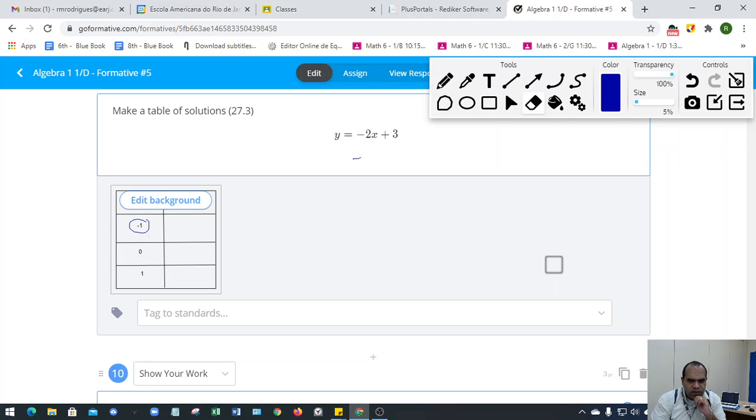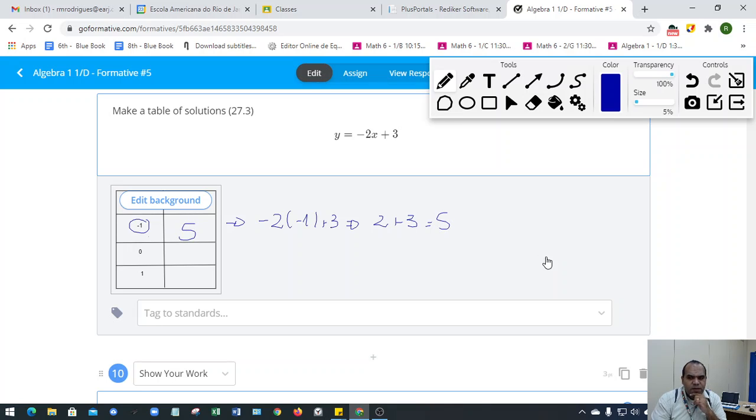Let me rewrite this following the line here. Negative 2 times negative 1 plus 3. Negative 2 times negative 1 is 2 positive. 2 plus 3 is 5. My first result is 5.